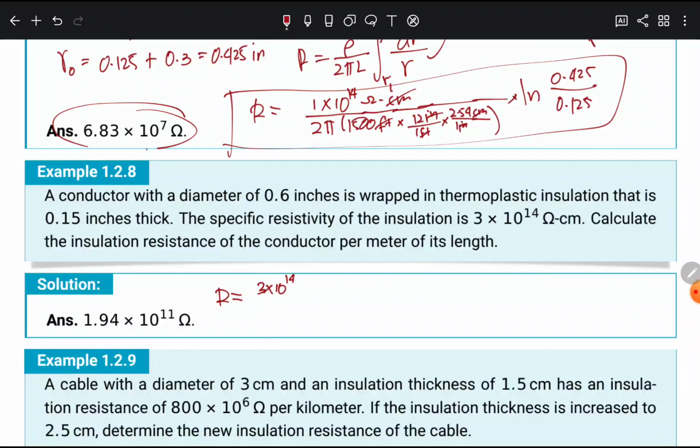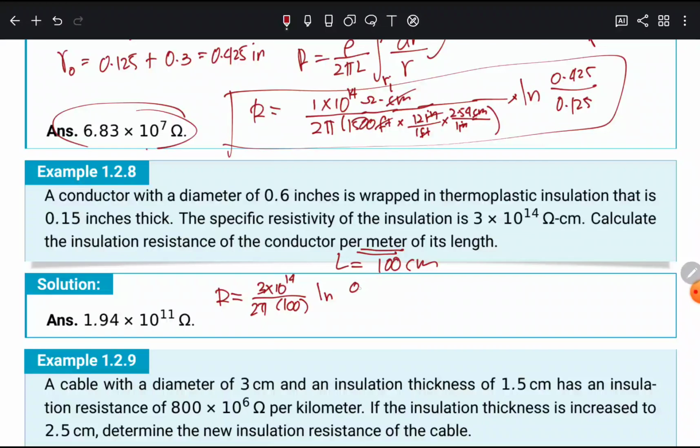So the length should be, we're finding per meter of its length. So 1 meter, so L will be equal to 100 centimeters because there are 100 centimeters in 1 meter. Then 2 pi times 100, so that it will cancel out. Then you multiply that with ln of the diameter, which is 0.6 of the conductor, and the insulation thickness is 0.15.